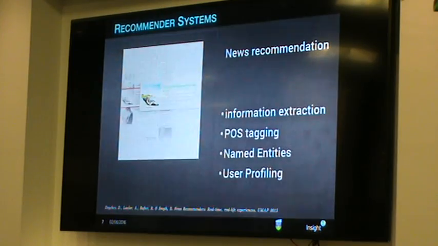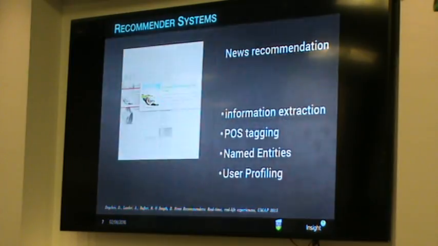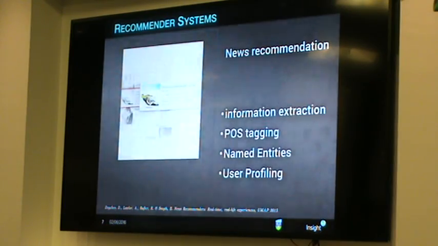So again, this kind of hinges on a very good understanding of text. So some of the things that we're always working with, we've also worked with news recommendation as well, so trying to recommend news articles, in which case we're looking at extracting information from the news to see what was in the news, what things were of interest to people, building user profiles, named entity extraction, part of speech tagging, all these standard NLP techniques are core to building a good news recommender system.